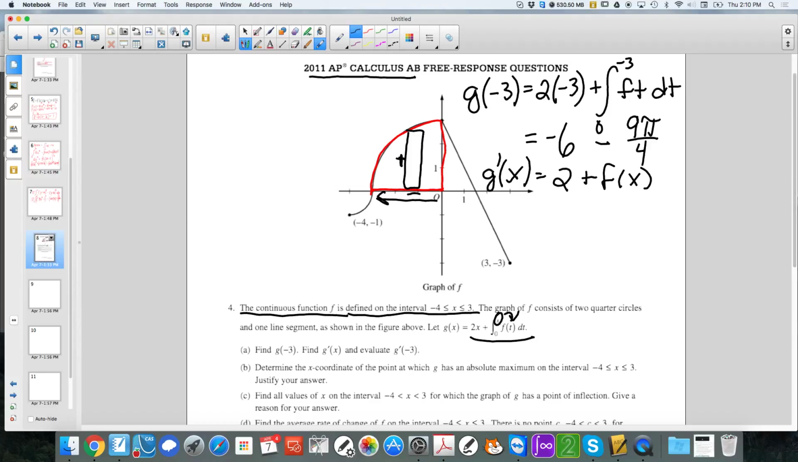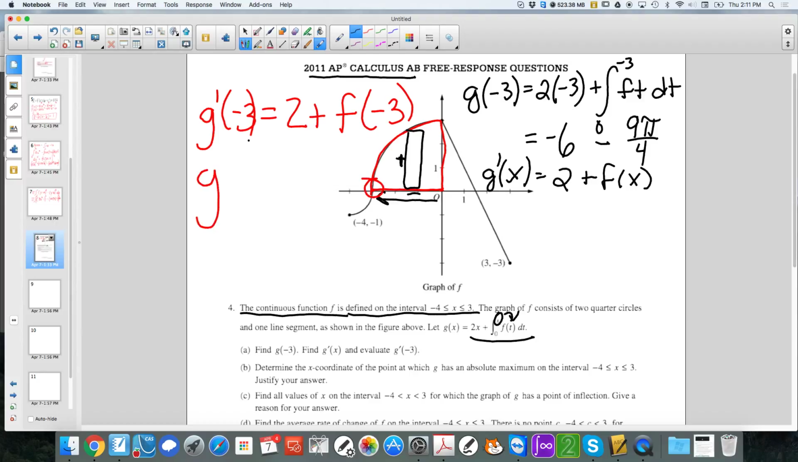So the last thing they asked me to find, you can write it over there again, g prime of -3. Yep. So we have 2 plus f of -3. And come over to the graph and find f of -3, which is 0. So it's g prime of -3 equals 2 plus 0.